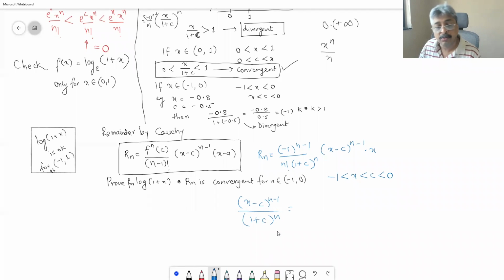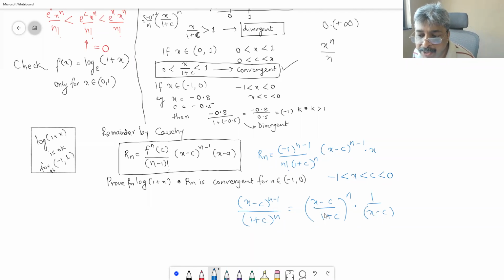So what we can do is again 1 minus, it is (x minus c) upon (1 plus c) raised to n into 1 upon (x minus c). Okay, so x minus c is again going to be a finite value. So we need to just look at this limit, and the absolute value of this fraction, (x minus c) upon (1 plus c), is going to be less than 1. Is it correct?